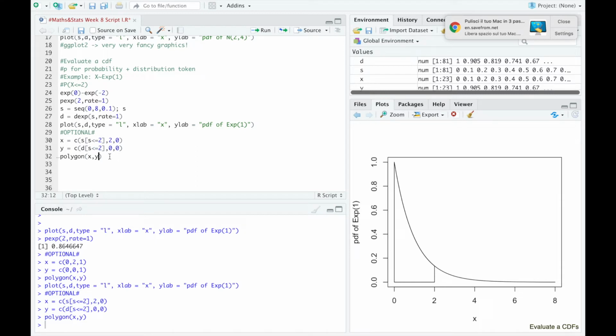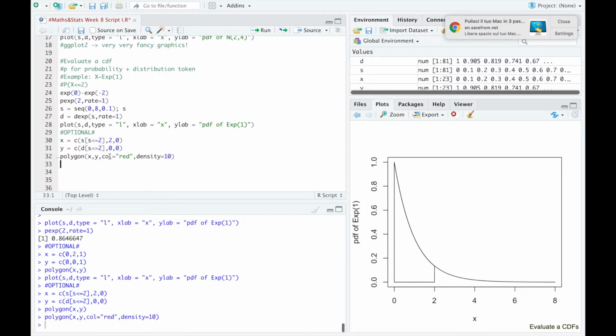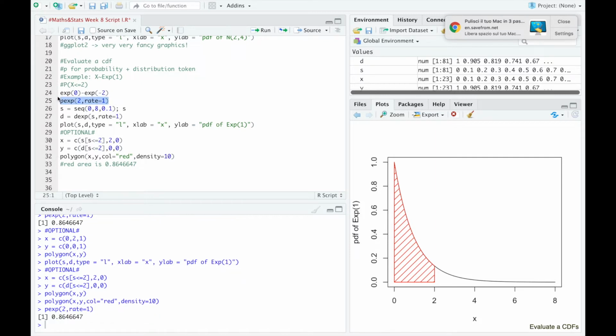Okay, we're not doing fancy graphics. However, let me just do a couple of things. I want this area to be red, and I specify density of 10. This area becomes filled with red lines. It's nicer. So this is to say that the red area is 0.864667. That is the CDF evaluated at 2. Okay, so end of optional.